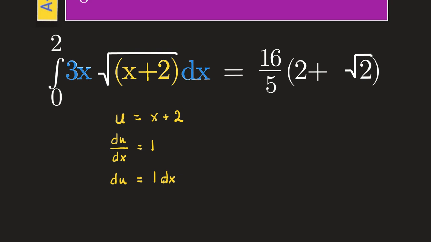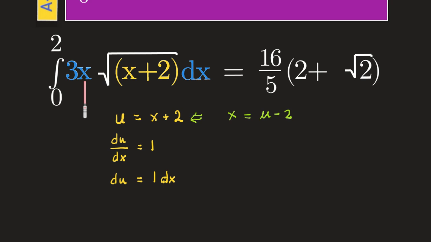So we can exchange the dx here for du. But what are we going to do with the 3x? How are we going to change it to something with a u? Well, we can do that. I'm looking at this equation over here. What if I change that into u? So I'll say that x is really u minus 2.